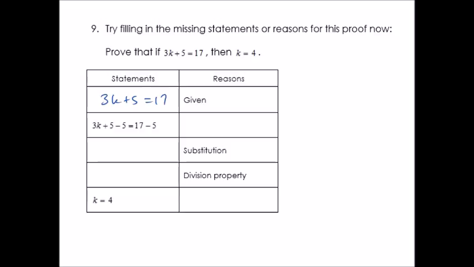Now if I compare that first line to the second line, I can see that 5 is subtracted from both sides. That's the subtraction property. By substitution, I would rewrite the left side as 3k and rewrite the right side as 12. The next thing I would do to solve for k would be to divide both sides by 3, by the division property. And then the reason that I can change the left side to k and the right side to 4 is substitution.